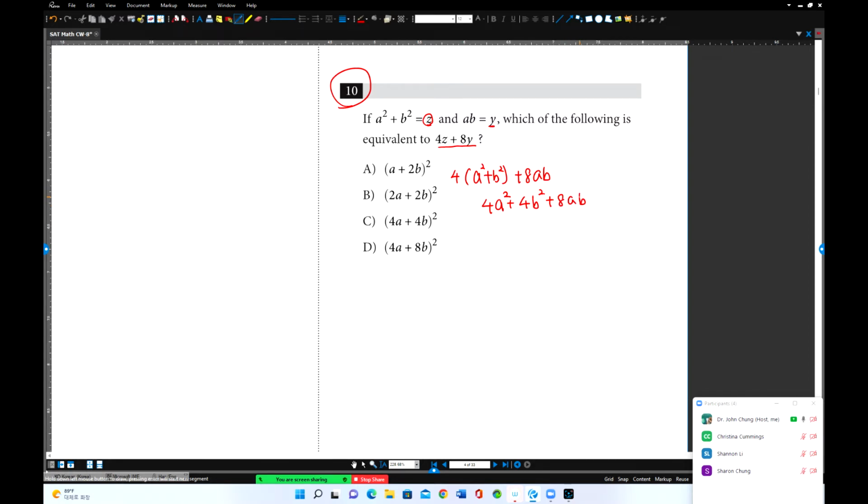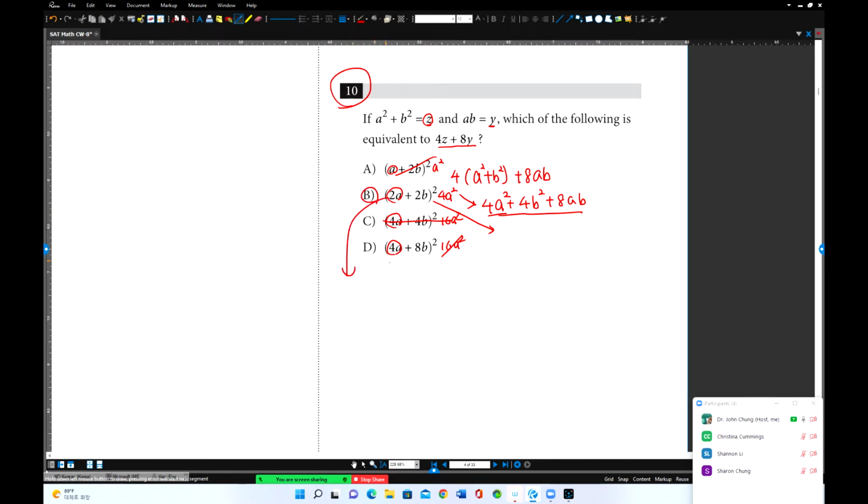Which one is the equivalent? The first term is 4a squared. When you square this, a squared, that is not good. This is 2a squared, which is about 4a squared, that's fine. This one, 4a squared, is 16a squared. This is wrong. The square of 4a is 16a squared, that is not correct. So only this one is the 4a squared. When you expand this one, it's exactly the same as this one.